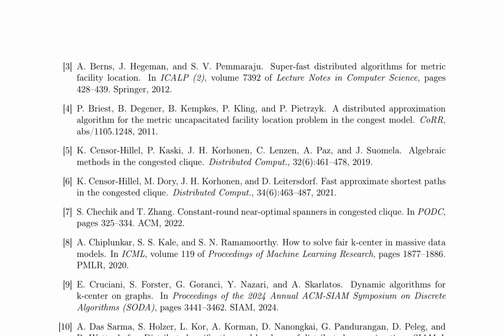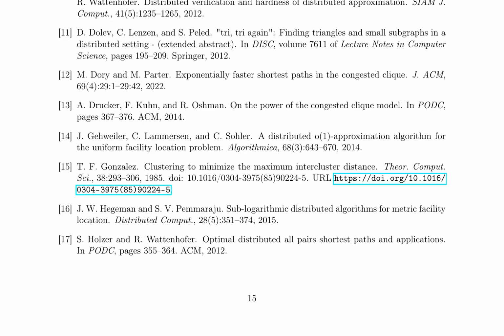Furthermore, research has been conducted on fair K-center clustering, dynamic algorithms for K-center on graphs, distributed verification, and the hardness of distributed approximation. The literature also covers distributed algorithms for finding triangles and small subgraphs, exponentially faster shortest paths in the congested clique, and the power of the congested clique model. Additionally, a distributed O(1) approximation algorithm for the uniform facility location problem has been proposed. Classic work on clustering to minimize the maximum intercluster distance has also been referenced. This comprehensive review provides a solid foundation for understanding the state of the art in distributed algorithms for graph problems, laying the groundwork for the novel contributions presented in subsequent sections.